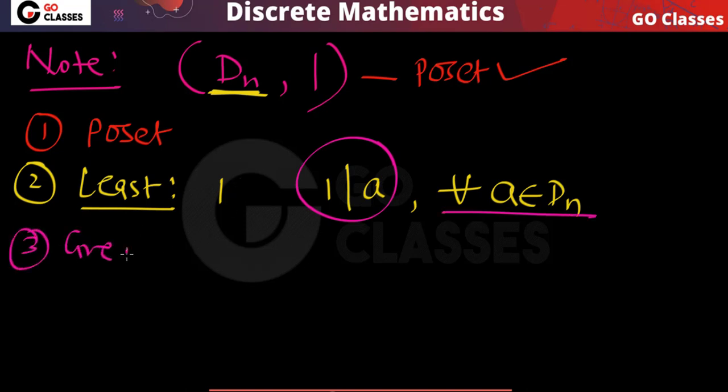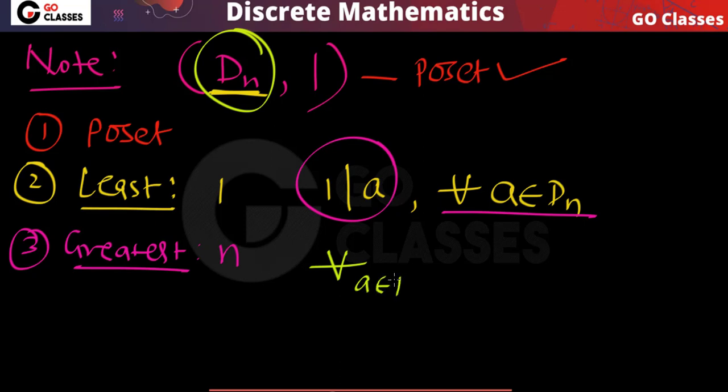And what is the greatest element in this? The greatest element will be n, because remember, every element in Dn is a divisor of n. So for all elements in Dn, I can say that each is a divisor of n. It means a divides n.